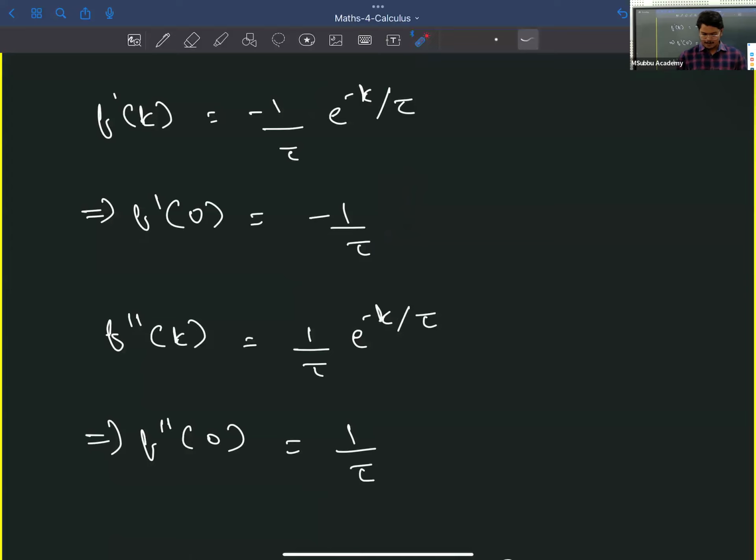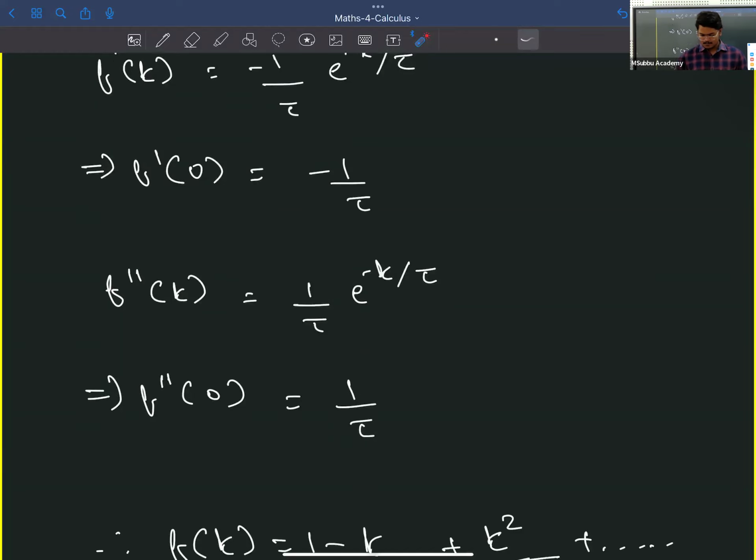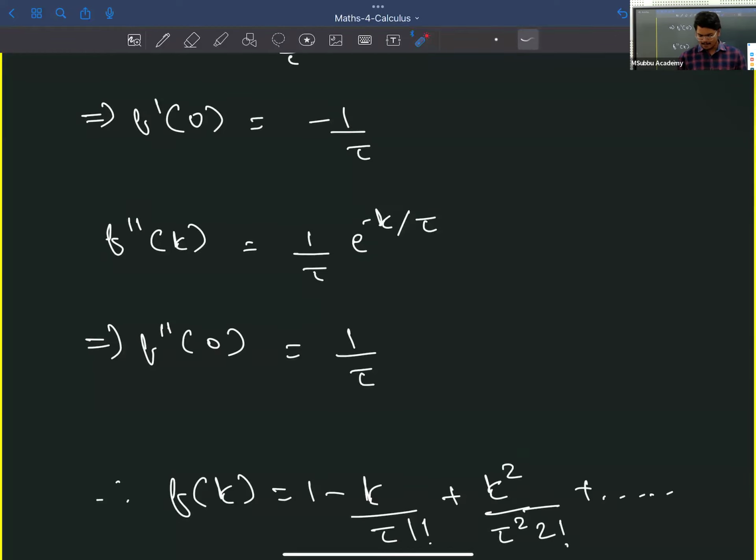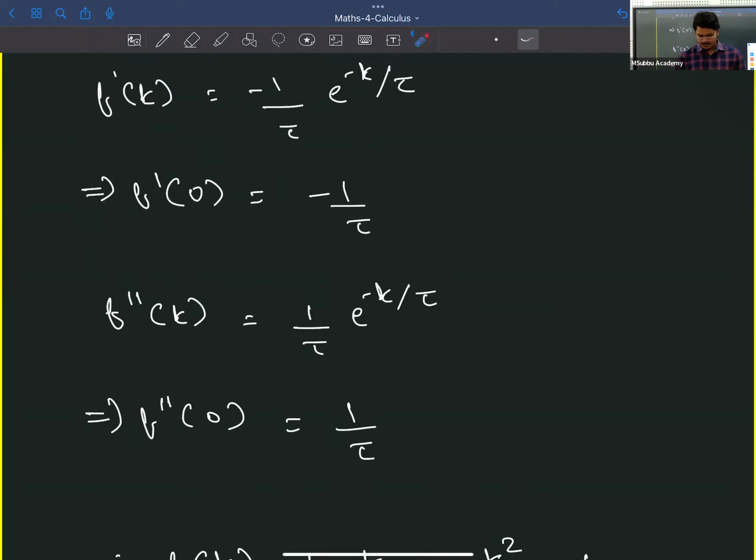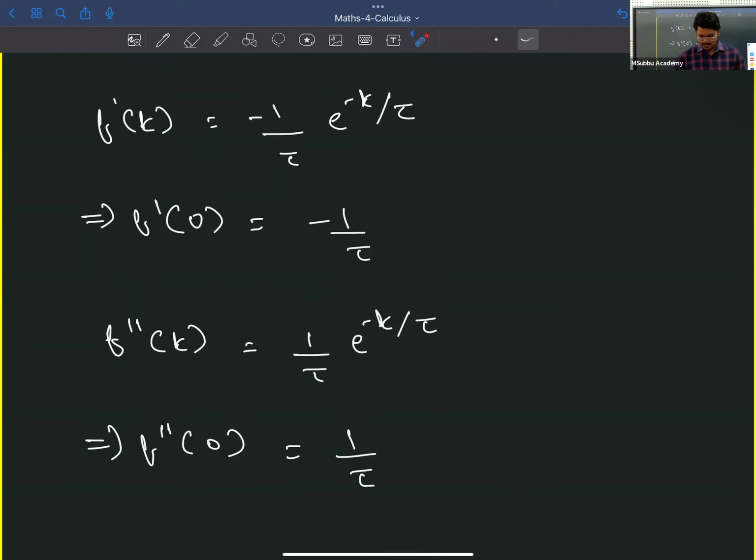And when we double differentiate this term again, what do we get? Again the same value. What is this? Minus t by tau. So f double dash of this is 1 by t, e power x differentiation is e power x, so minus t by tau.